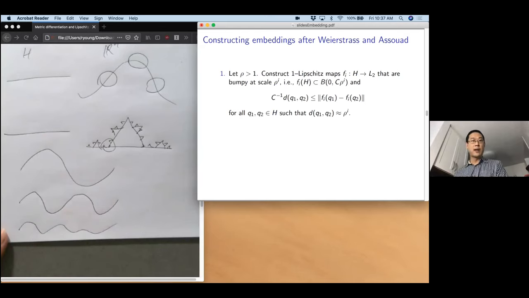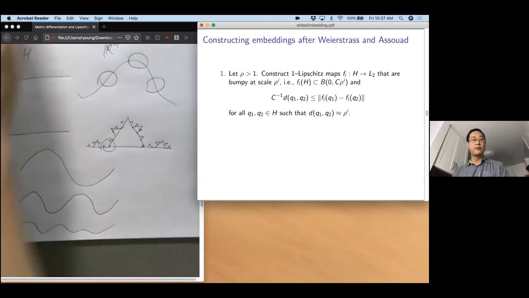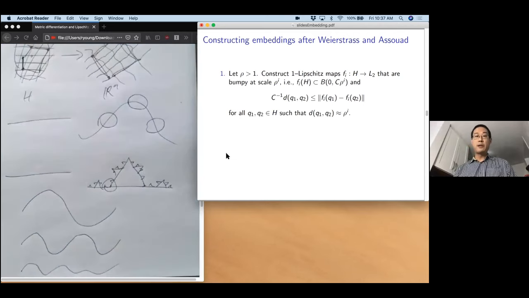is something that's not close to a line anywhere. That's something that's not differentiable. And we can do the same thing in the Heisenberg group. The first step is to construct analogs of these functions that oscillate at given frequencies.